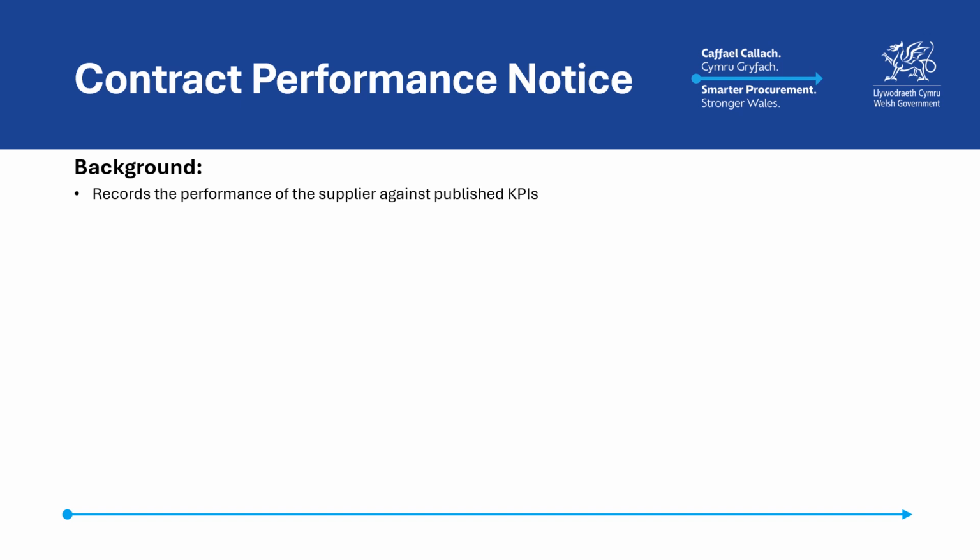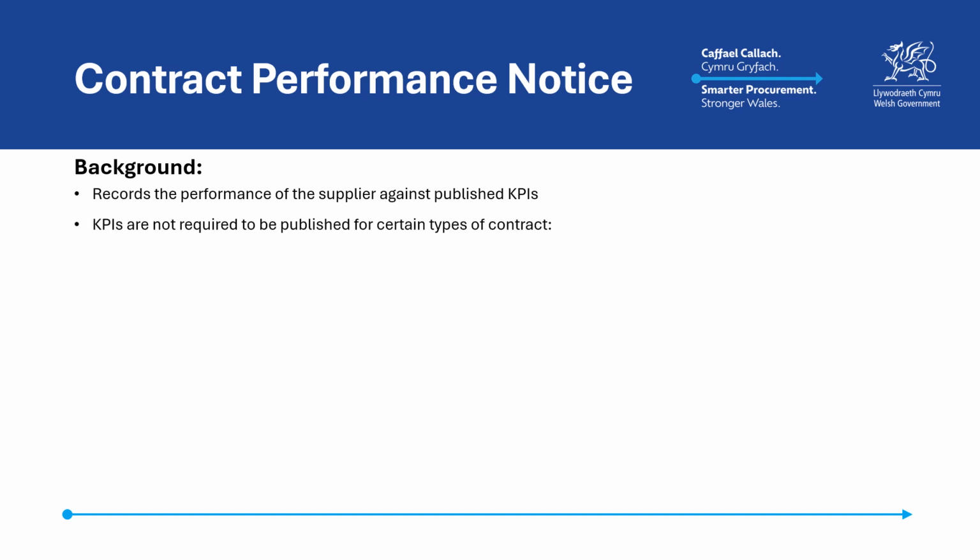Firstly, the notice records the performance of the supplier against published KPIs. Before entering into a public contract with an estimated value of more than £5 million, a contracting authority will usually be required to set at least 3 KPIs in respect of the contract. A contracting authority may decide that KPIs are not relevant to a contract if it considers that the supplier's performance cannot be appropriately assessed through such indicators. In such cases, there is no obligation to set and publish KPIs.